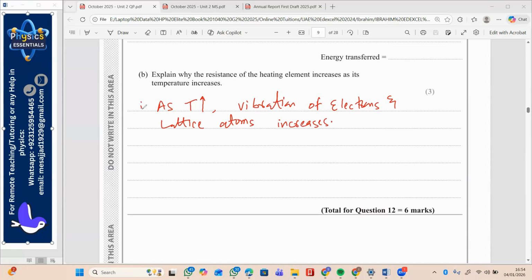As a result, what happens? Collision of electrons and lattice atoms increases.